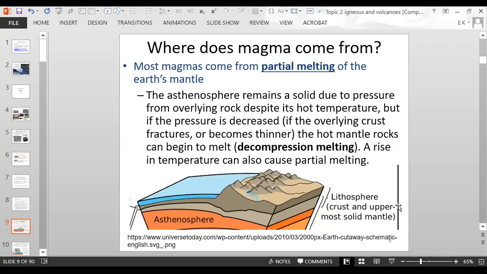Okay, so the asthenosphere would otherwise be melting if it were not for all the overlying pressure from the rocks on top of it. Mainly the lithosphere is on top of the asthenosphere. So that puts enough pressure on the asthenosphere to keep it from melting.